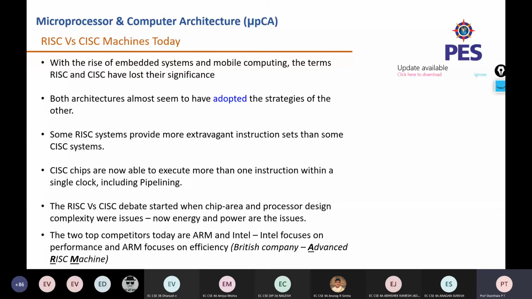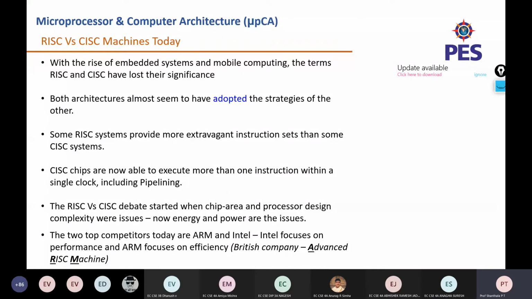here. Pipelining is a very interesting topic. We will discuss pipelining, either a 3-stage pipelining or a 5-stage pipelining, and how pipelining works for one instruction. The RISC versus CISC debate started when chip area and processor design complexity were issues. Now the energy and power are the issues.